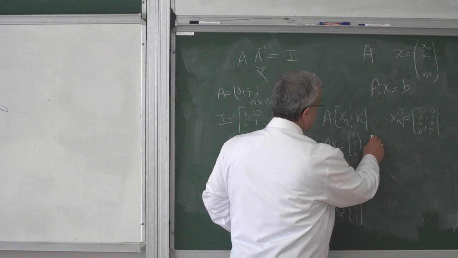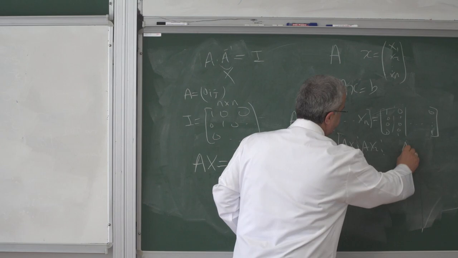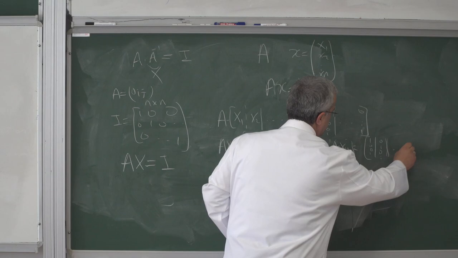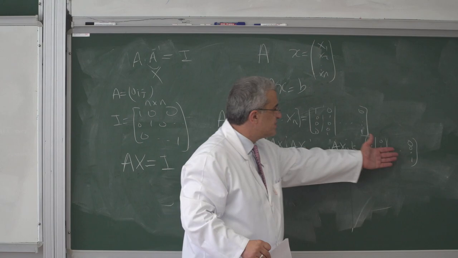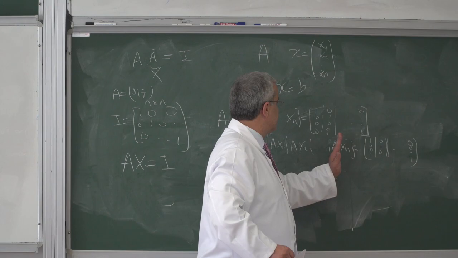This is AX1, I wrote this before, AX2, AXN equal to 1, 0, 0, etc. Right? If these two matrices are equal, every element of both sides are equal. Every column, this is equal to that, that is equal to that, that is equal to that. Do you agree? Who understood this one?